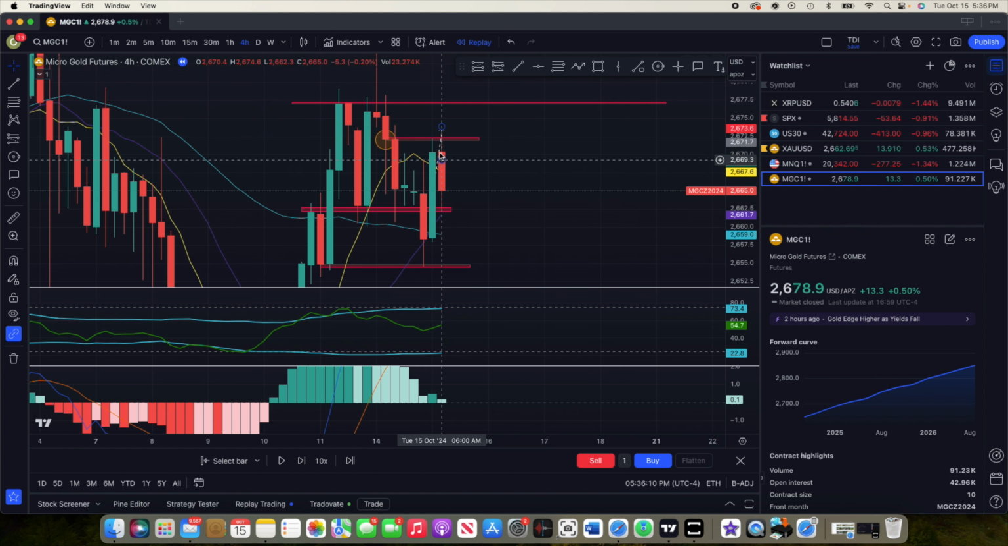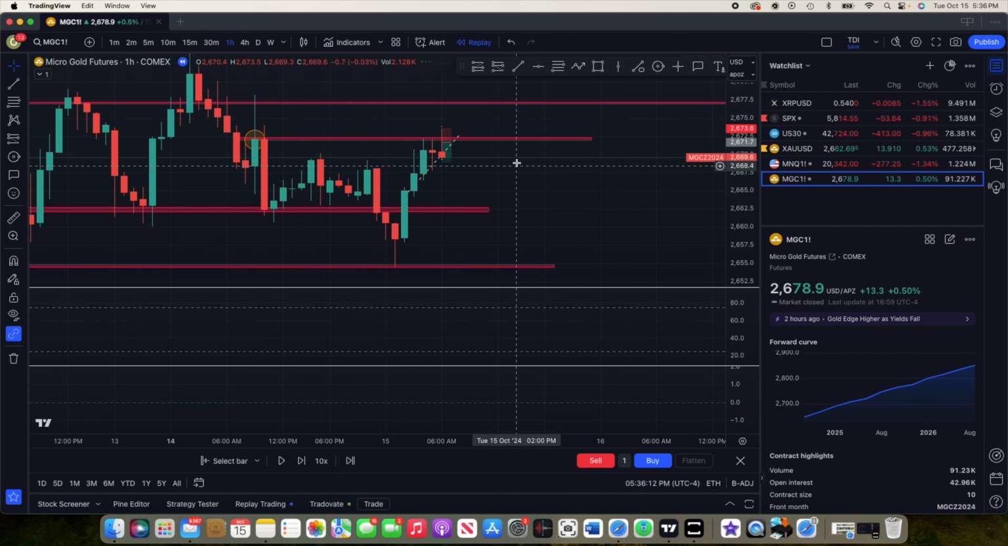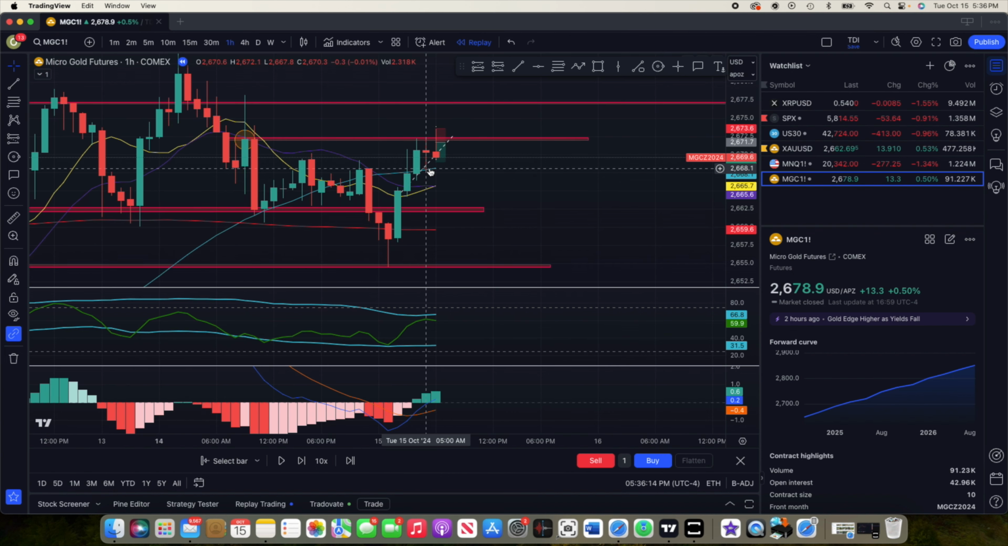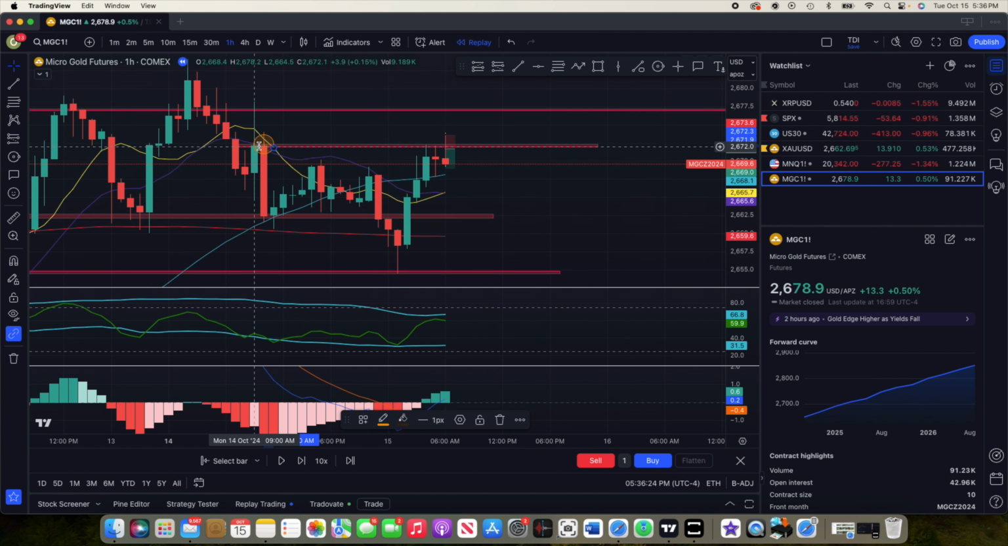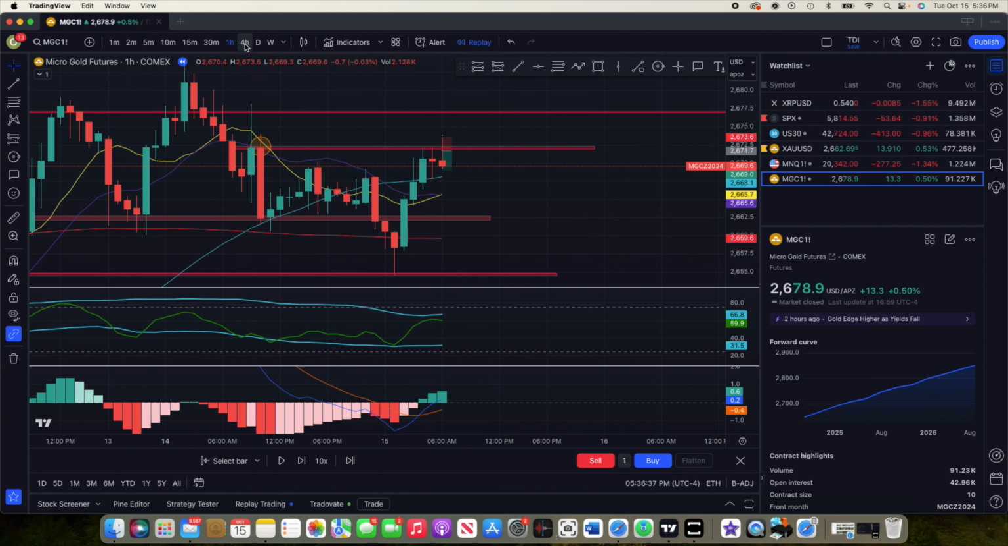I didn't see anything on the 4-hour chart, so I dropped down to the 1 hour. On the 1 hour, I did notice that we were coming up on this key level here, the 2670 mark. We did have a wick rejection here and here, pretty much telling me that this could be an area of interest for me.